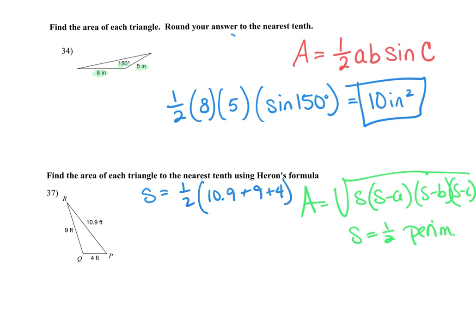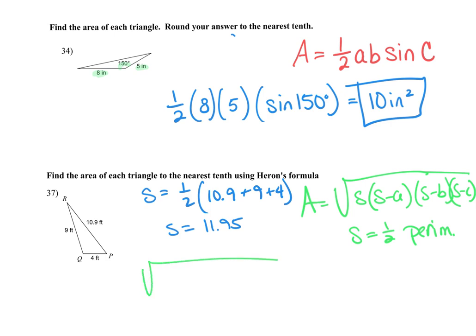That's much better. All right, so you want to find your perimeter and cut it in half, which in this case you get 11.95. Don't round it here, by the way. Then you're going to take that and plug it in. So this is your S, and then you're just going to plug it in.